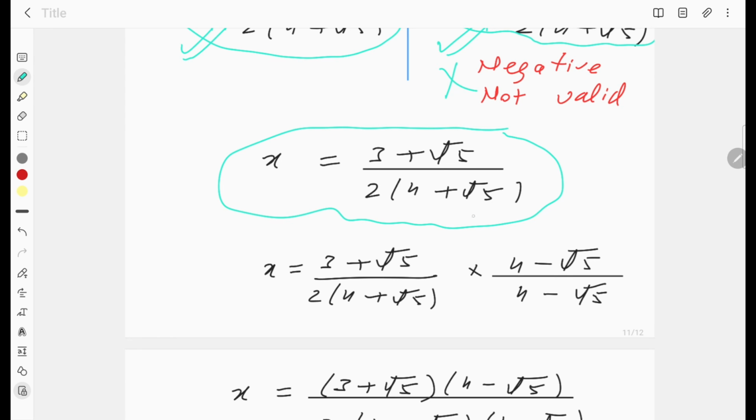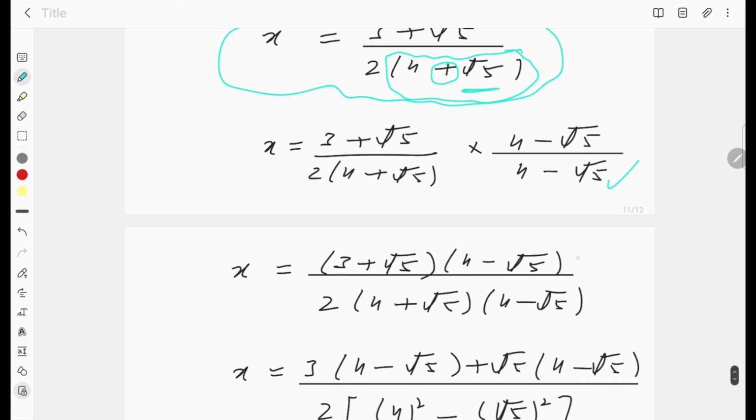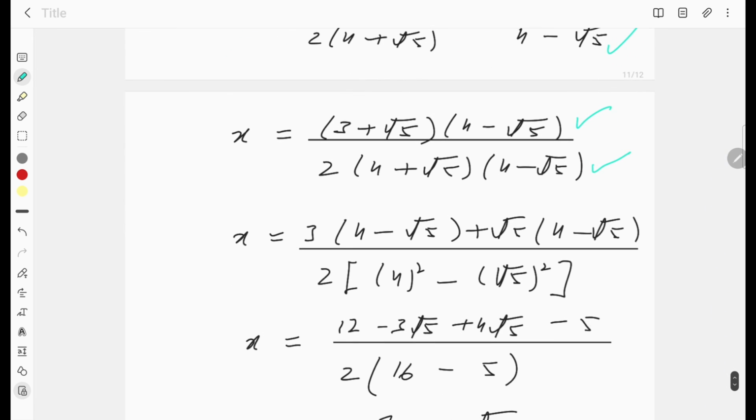Again, in the denominator you have under root sign, which is not allowed. Same process. Consider this bracket, change this sign, it's plus, so you will write minus, multiply and divide by 4 minus under root 5. Numerator gets multiplied by the numerator, denominator by the denominator. In the denominator you can use a plus b into a minus b, which is a square minus b square. In the numerator you will go for long multiplication.